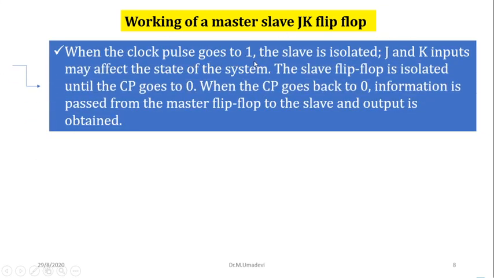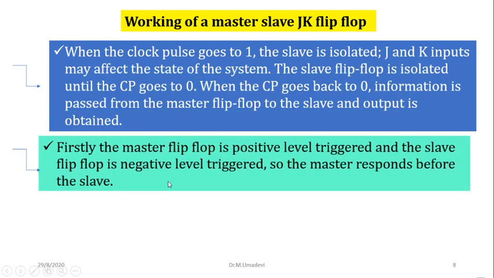When the clock pulse goes to 1, the slave is isolated. That means the slave won't work. It is inactive. J and K inputs may affect the state of the system. The slave flip-flop is isolated until the clock pulse, CP, goes to 0. When the clock pulse goes to 0, the information is passed from the master flip-flop to the slave and the output is obtained. As I told you earlier, the output of master and slave will be the same.